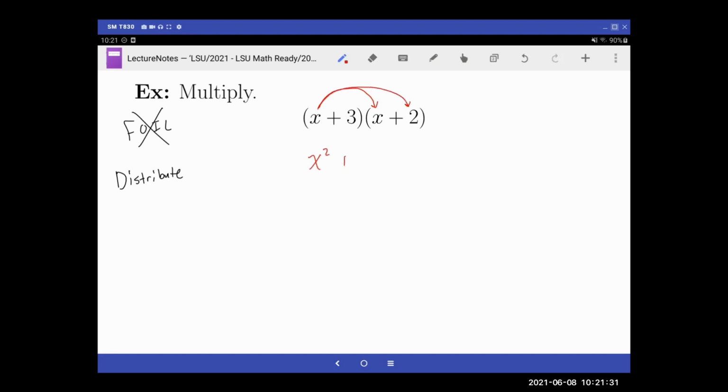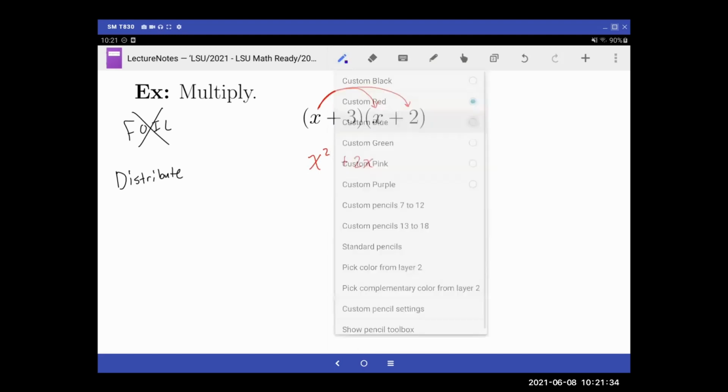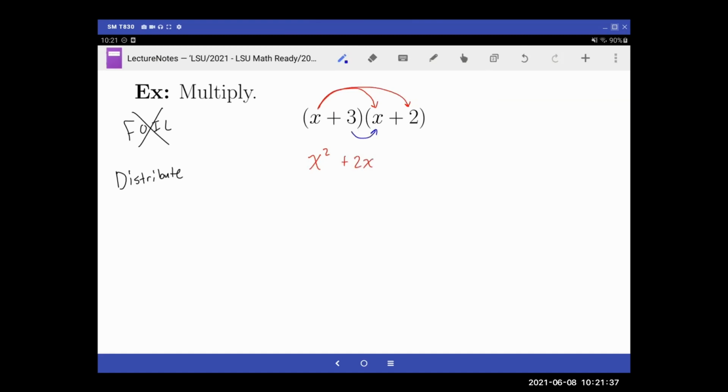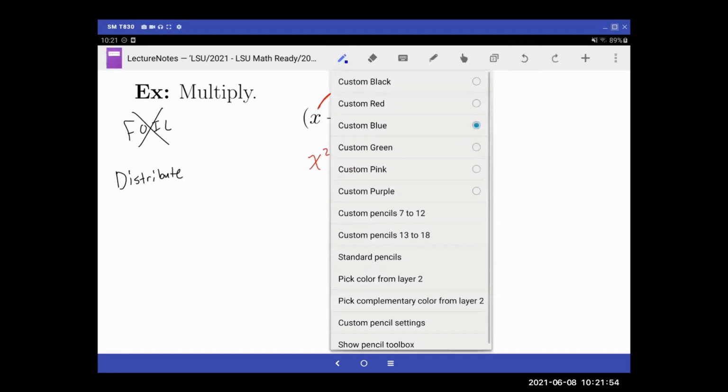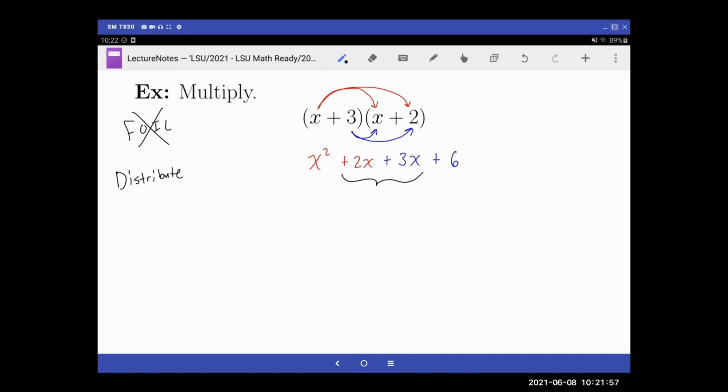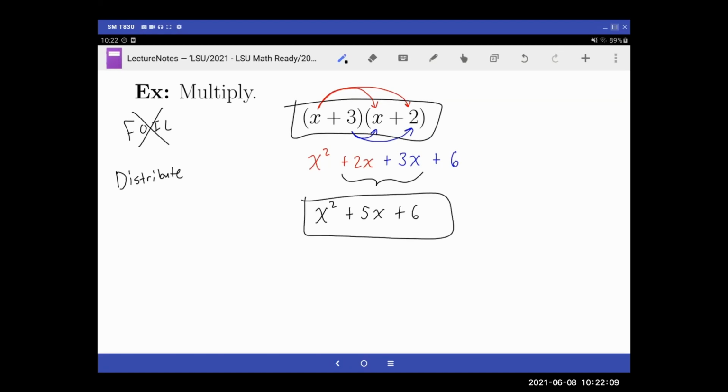x times 2 is 2x. 3 times x is 3x. 3 times 2 is 6. Okay, so I distribute each term, right? Distribute the x, I distribute the 3. Then you should combine like terms if possible. So I have 2 x's right here, 2x and 3x. If I add those together, I get 5x. Okay, so these two expressions are equivalent. If I were to graph both of them, I would actually get the same exact graph.